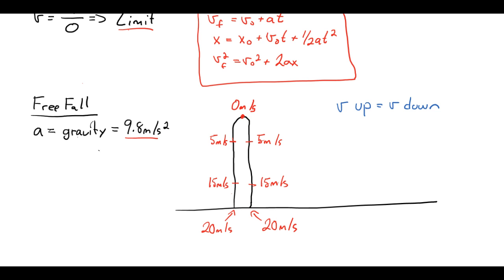The other thing to note is that if it has a total time of 6 seconds, meaning from the time that it's thrown, it takes 6 seconds to return back to the ground, that means that it'll take 3 seconds on the way up, and it'll take 3 seconds on the way down. So it'll take 3 seconds to go from the ground to its highest point, and then an additional 3 seconds to go from its highest point back down to the ground. And so we can also say that the time up will equal the time down.